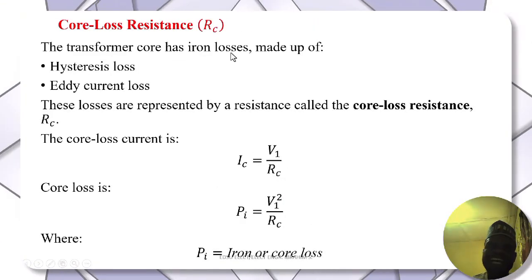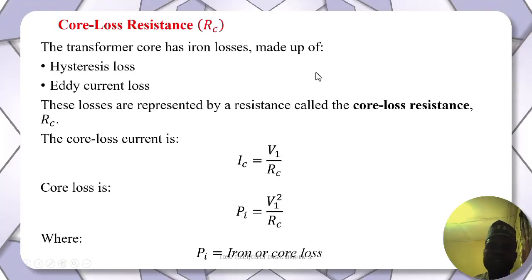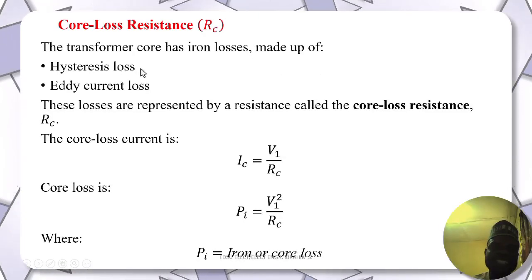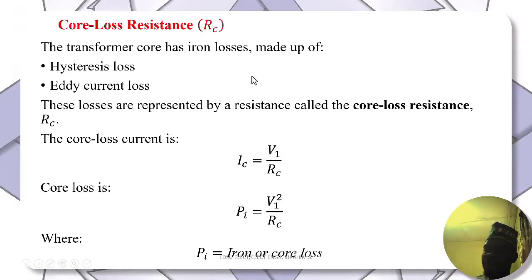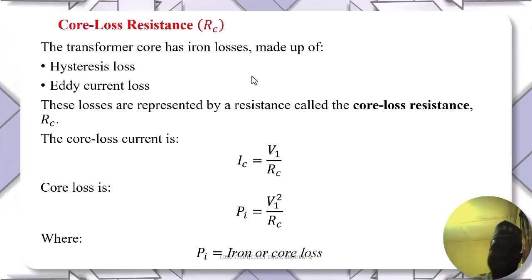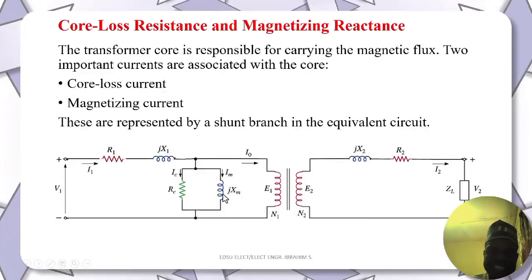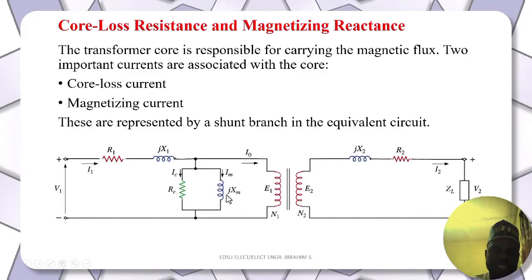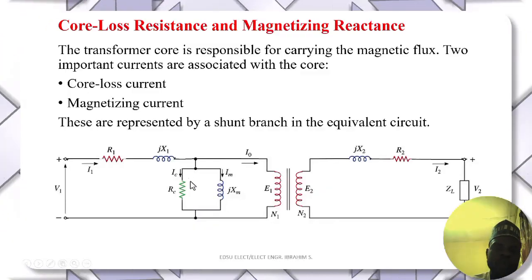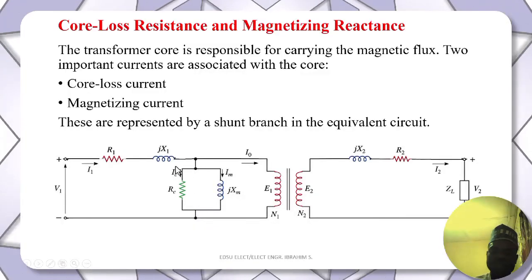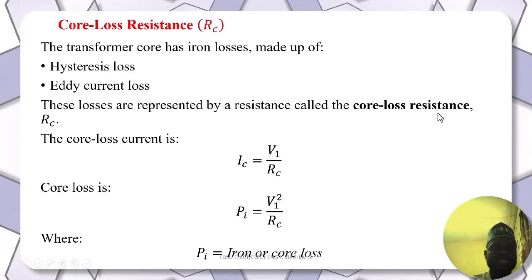The transformer core has iron losses, and these iron losses are split into two parts: hysteresis loss and eddy current loss. So iron loss is broken into two parts. Hysteresis loss, which is a result of the magnetization, by the magnetic field or the inductor here. And also we have eddy current loss, which is a result of the resistance. So these losses are represented by a resistance called the core loss resistance.